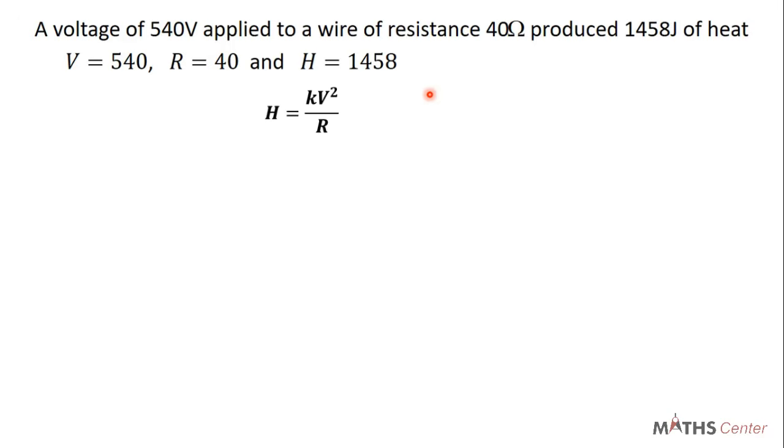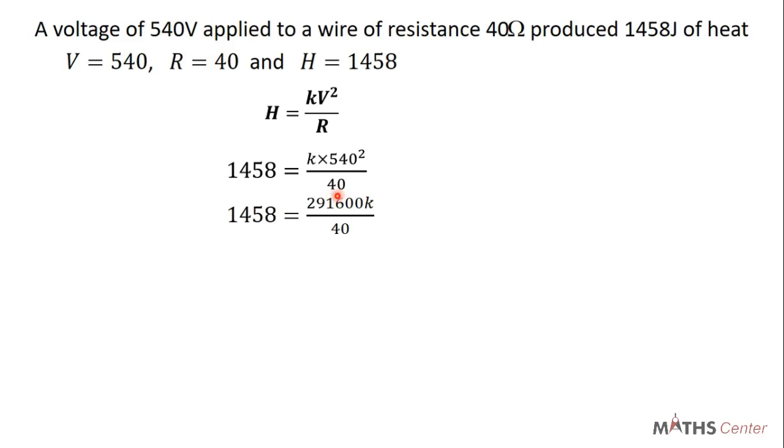The expression we have is H is equal to KV squared divided by R. So it means that we can replace H with 1458, replace V with 540, and we replace R with 40. That will help us to find the value of K. So we have H, which is 1458, is equal to K times V is 540, so 540 squared divided by R, which is 40.